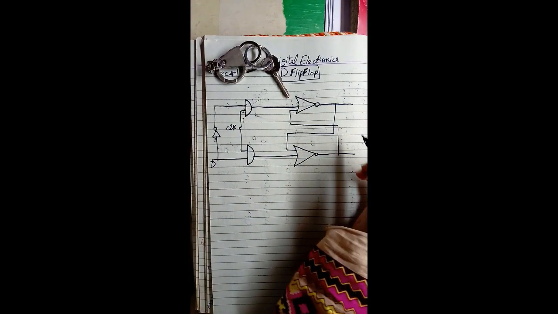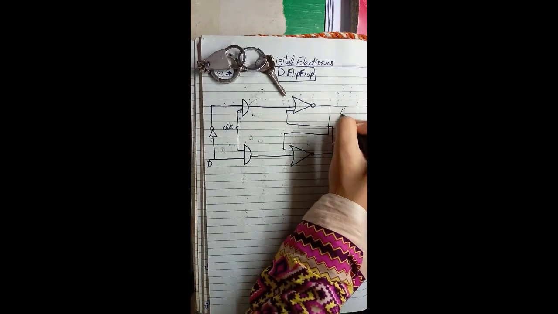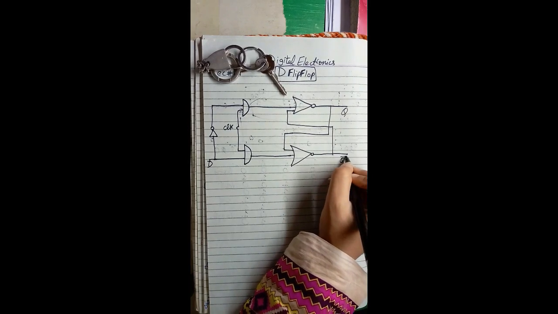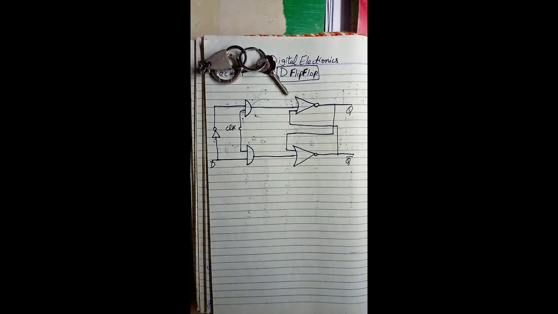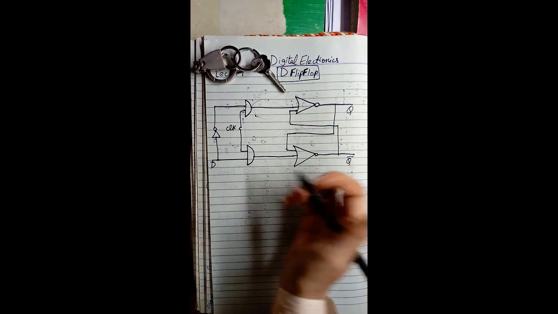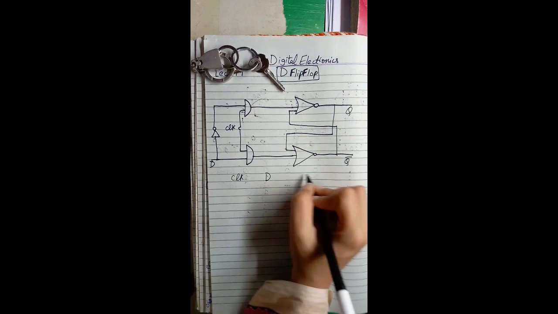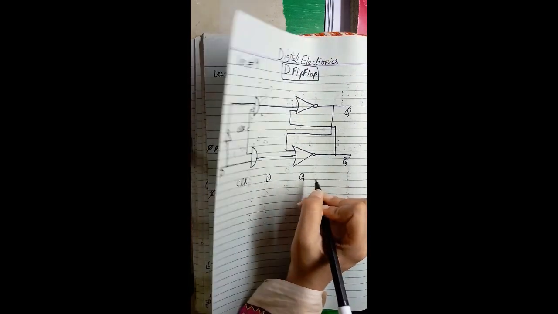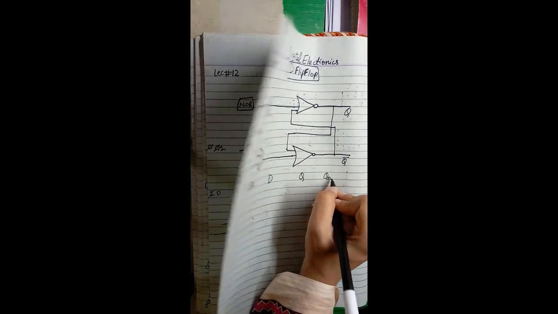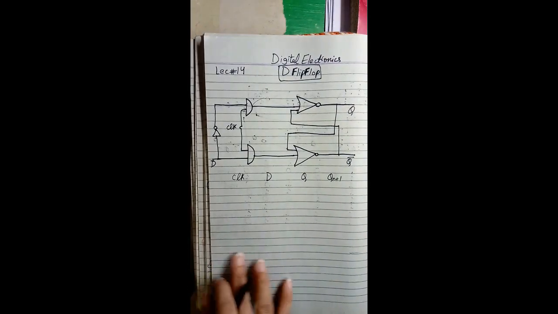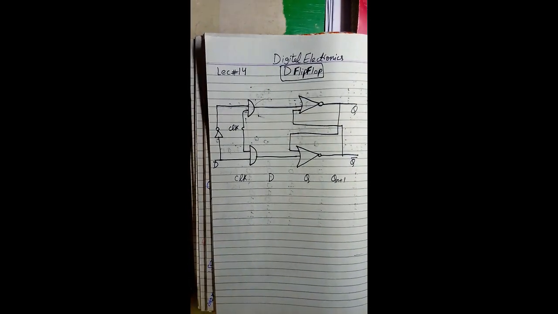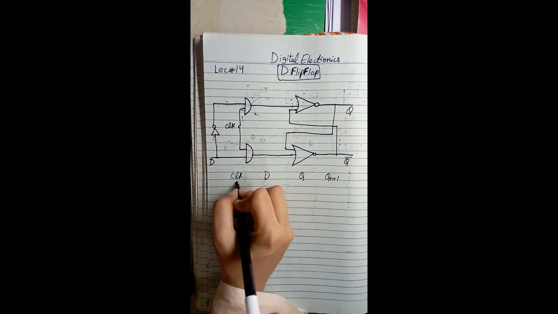Okay, this is our Q, and this is our Q bar, the opposite of this one. So now it will work as we will have our clock here, the D, Q, and Qn plus 1. Our clock will always be 1.